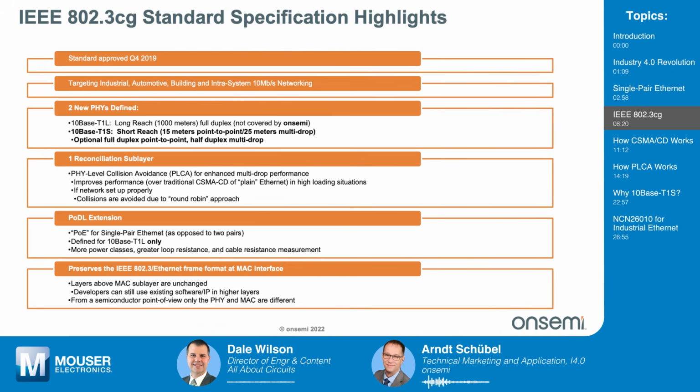Everything above the MAC layer, actually the MAC layer itself, can also remain the same. As soon as you connect a new PHY to a MAC, that's pretty much all you have to do, because the rest is predefined. Ethernet frames have a predefined format, so there's not much that you have to do going down that road for 10 megabit half duplex Ethernet.